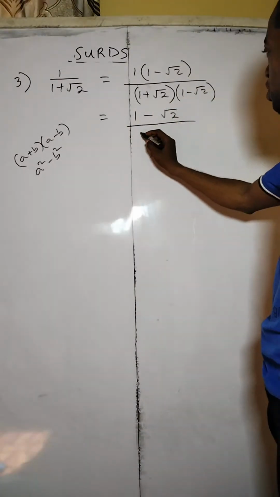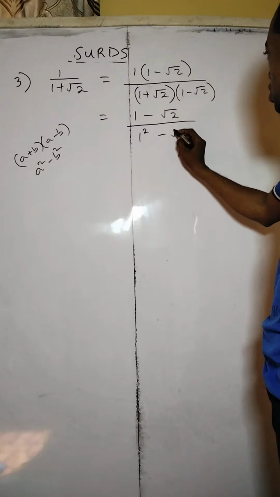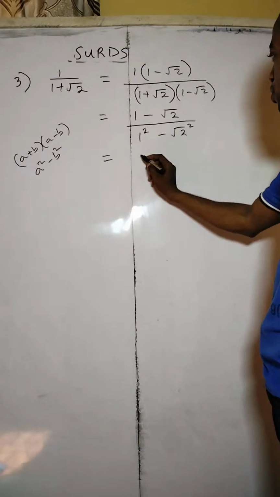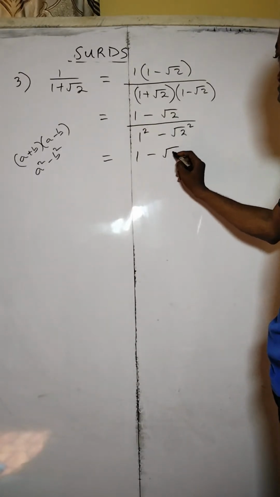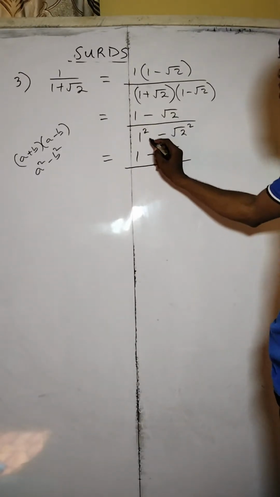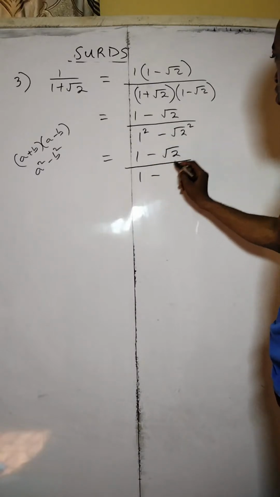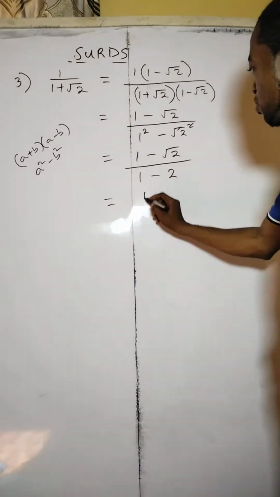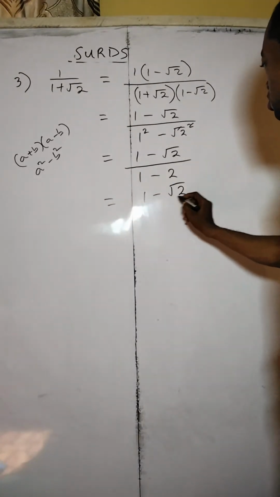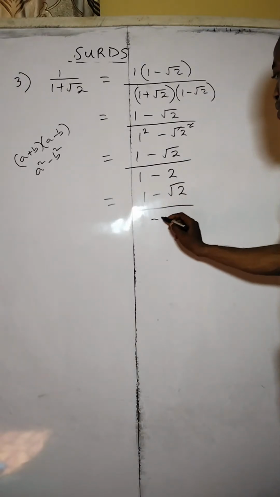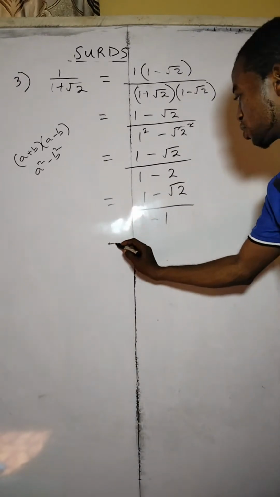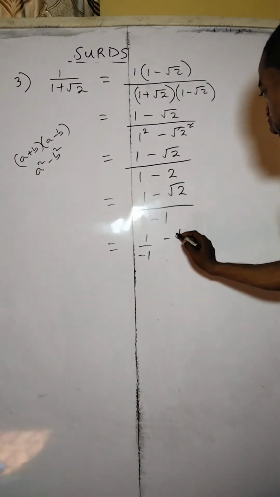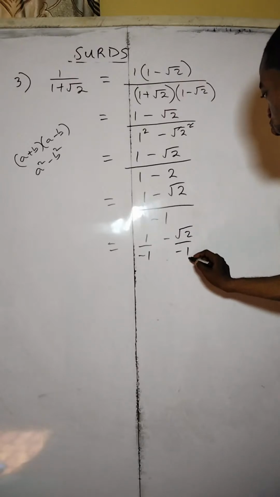That is, here we can write this as 1 squared minus root 2 squared. And what we have is still the same thing as 1 minus root 2 over 1 squared, that's 1, minus the square cancels the square root, that's 2. And when we write this, we have 1 minus root 2 over 1 minus 2, which is minus 1. Then we can decide to separate this as 1 over minus 1, then minus root 2 over minus 1.